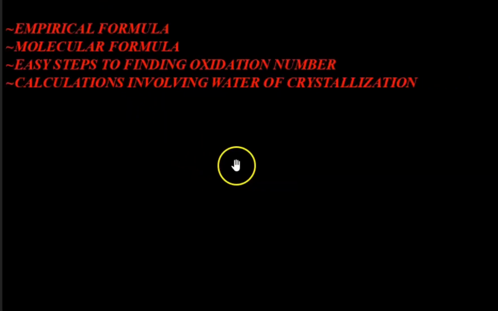Like I said earlier, we are going to be treating basic, or let's say major, calculation questions that appear in most examinations, be it UTME, post-UTME, WAEC and so on. That includes empirical formula, molecular formula, easy steps to finding oxidation number, and calculating water of crystallization in hydrated compounds. That is a little bit complex and gives students a lot of difficulty in the exam or tends to waste their time. But here we're going to give you easy steps in which you can arrive at your quick answer. Let's take a ride.